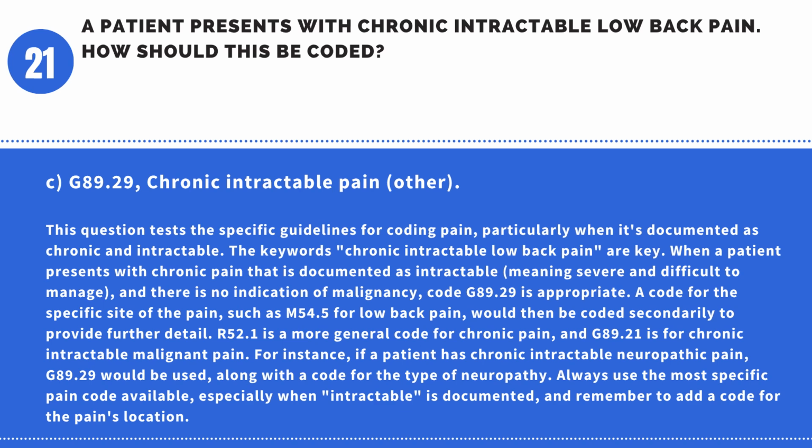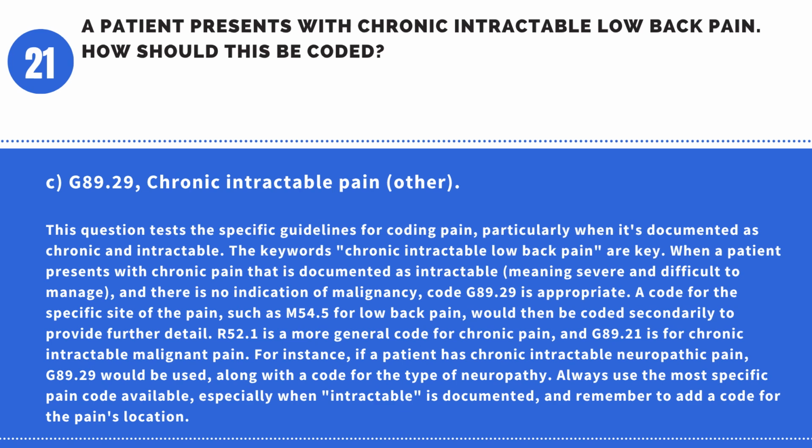This question tests the specific guidelines for coding pain, particularly when it's documented as chronic and intractable. The keywords chronic intractable low back pain are key. When a patient presents with chronic pain that is documented as intractable, meaning severe and difficult to manage, and there is no indication of malignancy, code G89.29 is appropriate. A code for the specific site of the pain, such as M54.5 for low back pain, would then be coded secondarily to provide further detail.